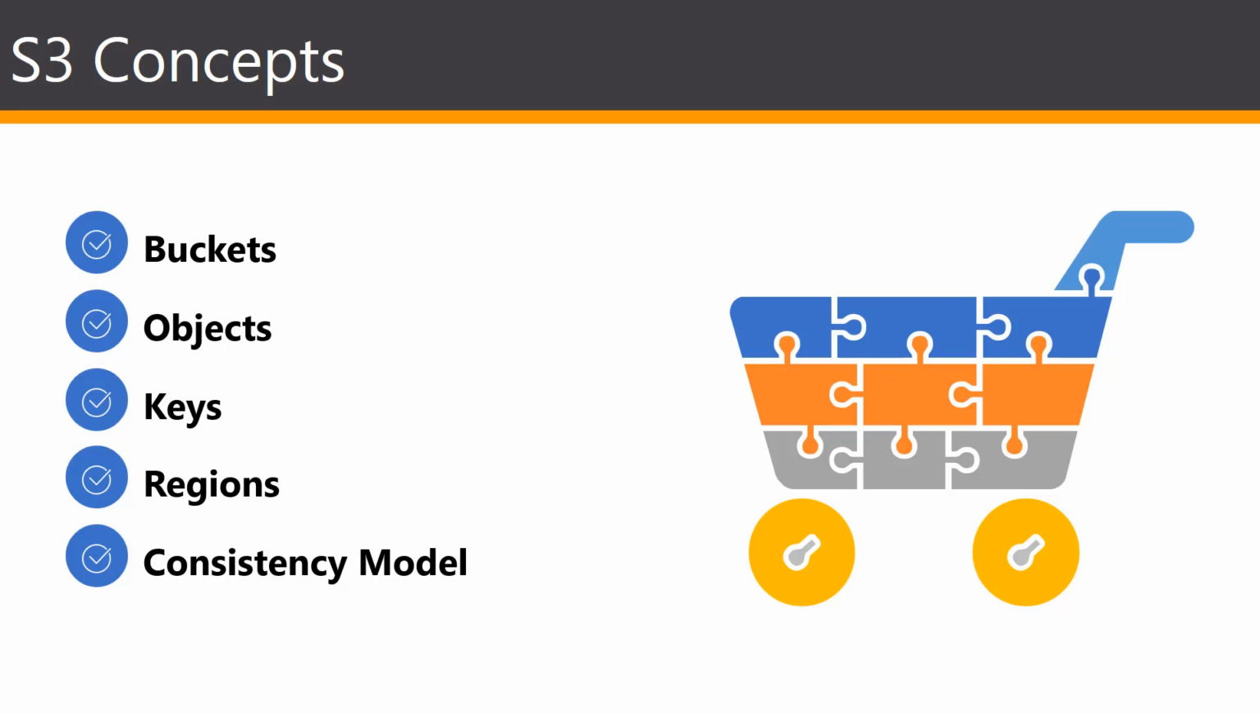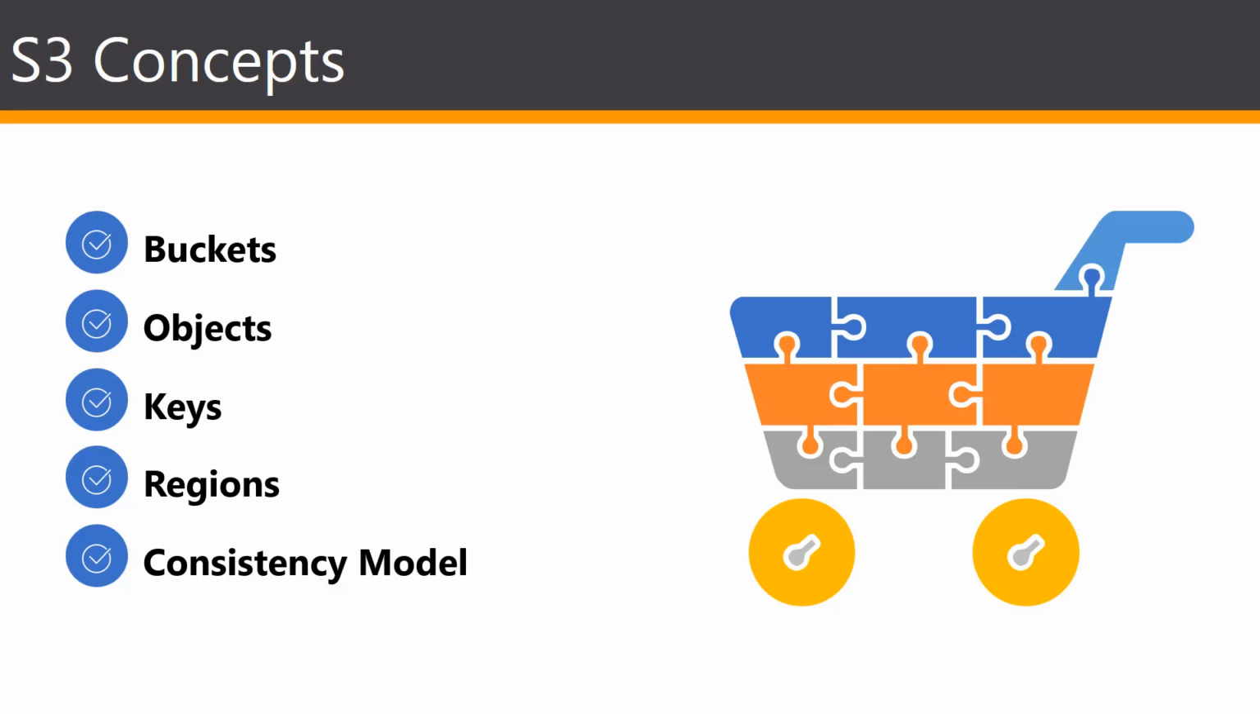Next, we have regions. Like I mentioned, you can choose a geographical region where S3 will store the buckets you create. You might choose a region to optimize latency, minimize costs, or address regulatory requirements. Now, objects stored in a region never leave the region unless you explicitly transfer them to another region.